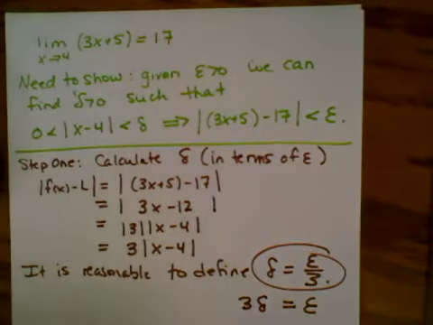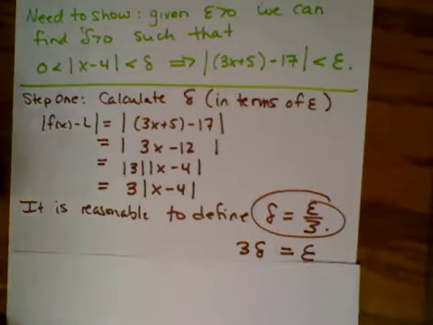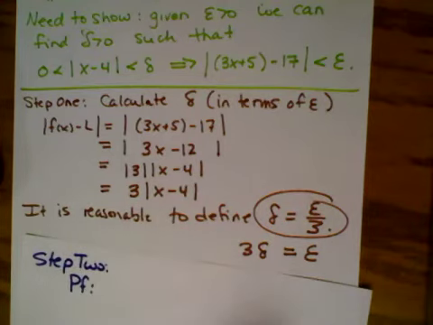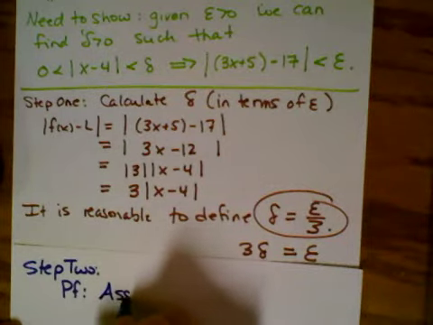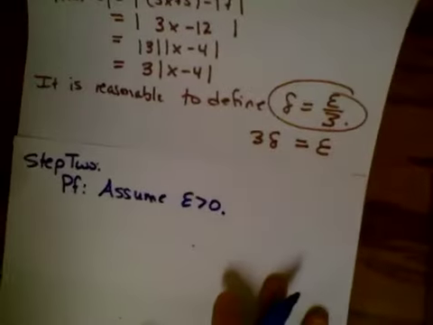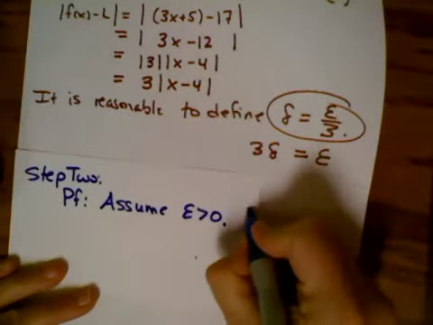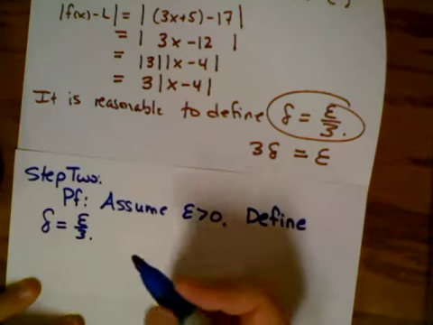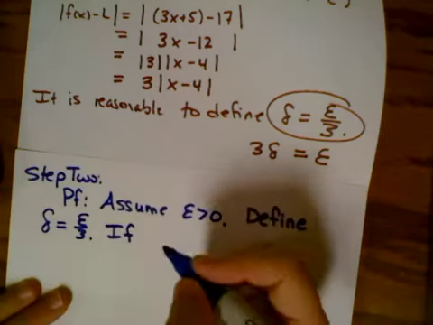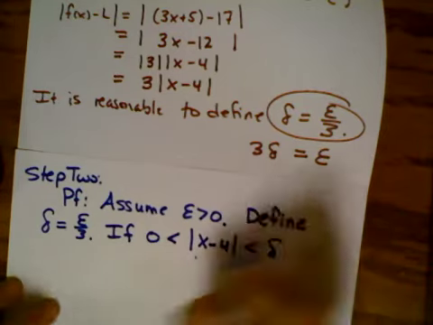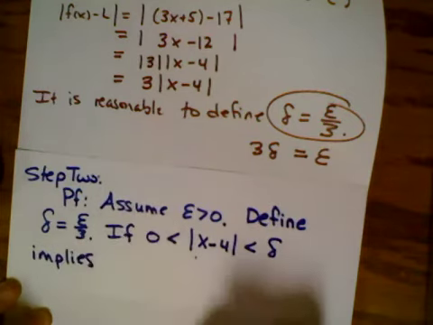Right. Step 2, the formal proof. This is what your instructor will want you to be able to demonstrate. I'll pull out another piece of paper here. Step 2. This is the actual proof. We must assume that some epsilon has been given. It's an arbitrary number, probably some small number, but it can be anything. From our calculations above, we've chosen to define delta as epsilon over 3. And now we look at the assumption 0 less than the absolute value of x minus 4 being less than delta, and we see what that implies.